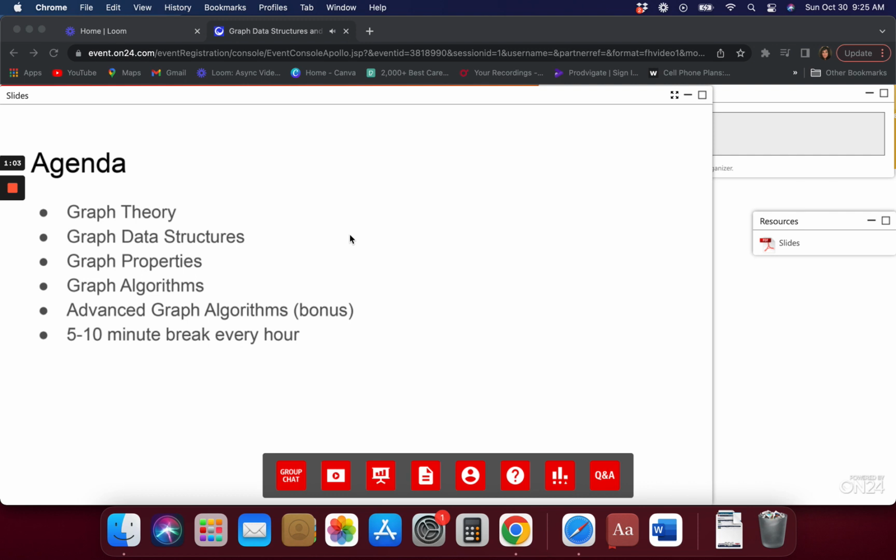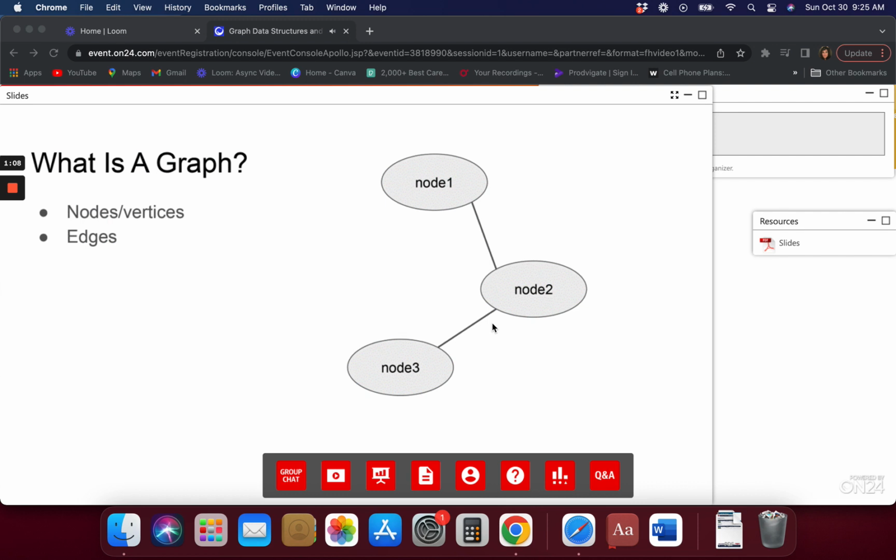So let's get started. First off, we will look at what a graph is. A graph is just a collection of nodes, also called vertices, and edges. The singular for vertices is vertex. So node 1 is a single node or single vertex. Here in this graph, we have 3 nodes or vertices and 2 edges. An edge is just something that connects 2 nodes. This is all a graph is from a simple definition perspective. Before getting into the math, it's not too interesting yet.